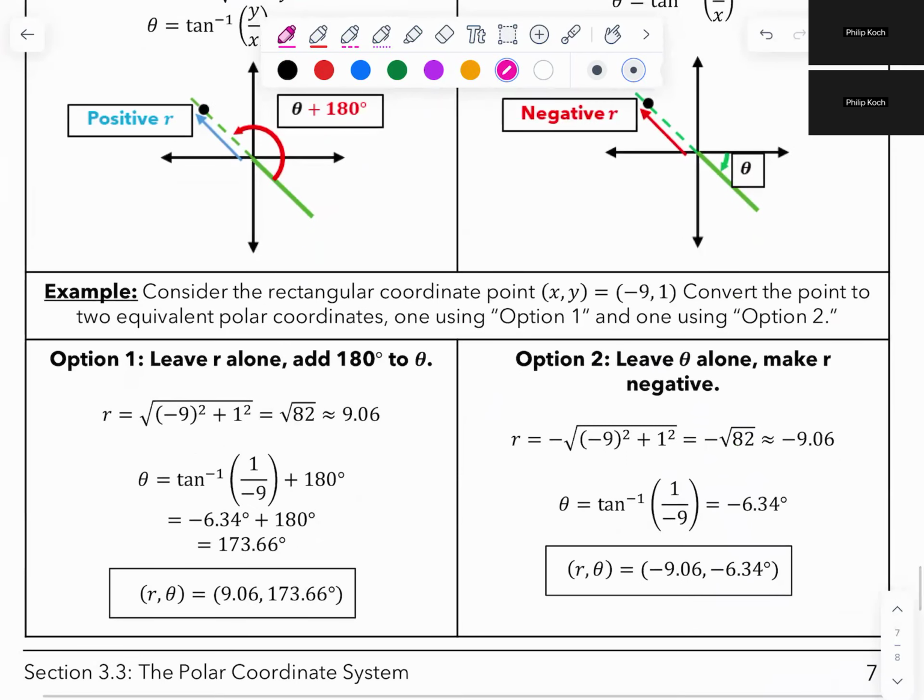So for example, consider the point -9 comma 1. We can find r. It's going to be the square root of 9 squared plus 1 squared. That's the square root of 82, which is roughly 9.06. And then to find theta, take tangent inverse of y over x, so 1 over -9, which gives you -6.34. But the point -9, 1 is in the second quadrant, so we could just add 180 to get over to where I need to go.